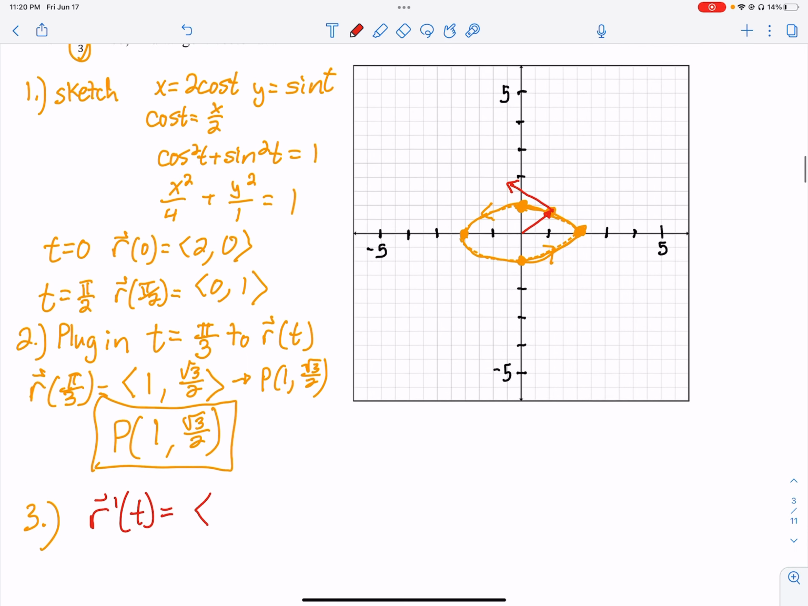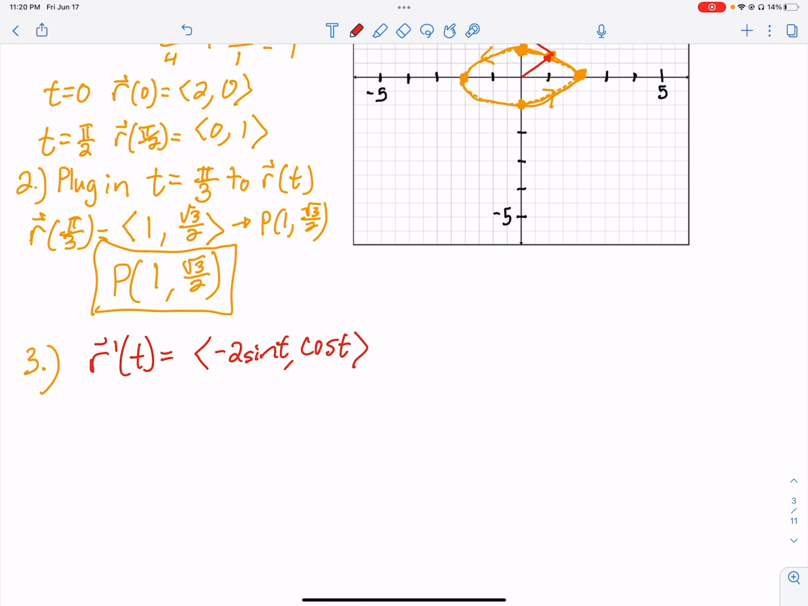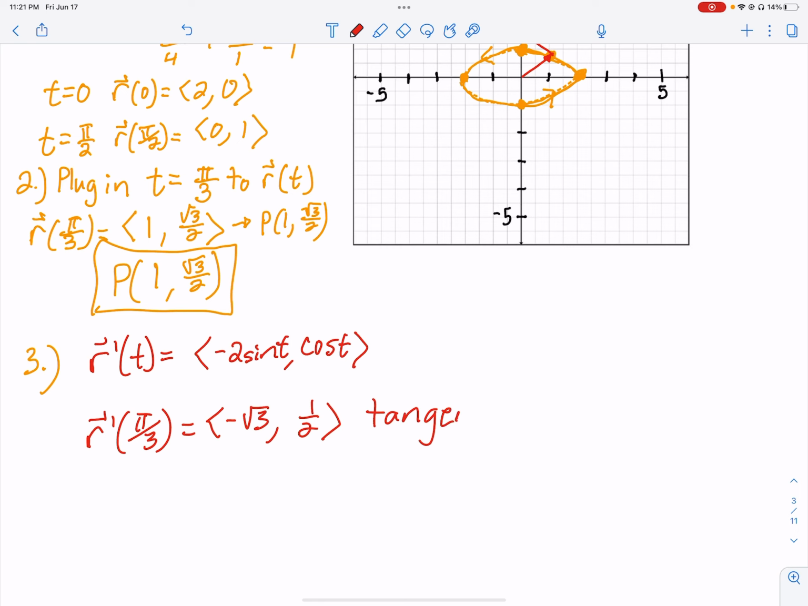So if we take our derivatives, it was 2 cosine, so that's going to be negative 2 sine t, comma, and then the derivative of sine is cosine t. So that's what we get here. But they don't care about that in general, at any t. They want it at pi over 3. Or I want it because I wrote it. Plugging that in, sine of pi over 3 is radical 3 over 2. That leaves us with a negative radical 3. Cosine of pi over 3 is 1/2. This is our tangent vector.